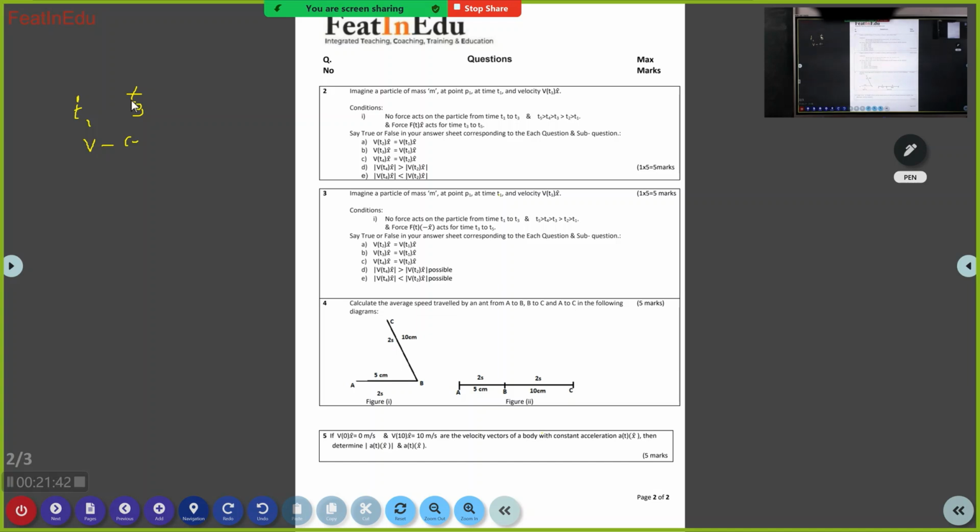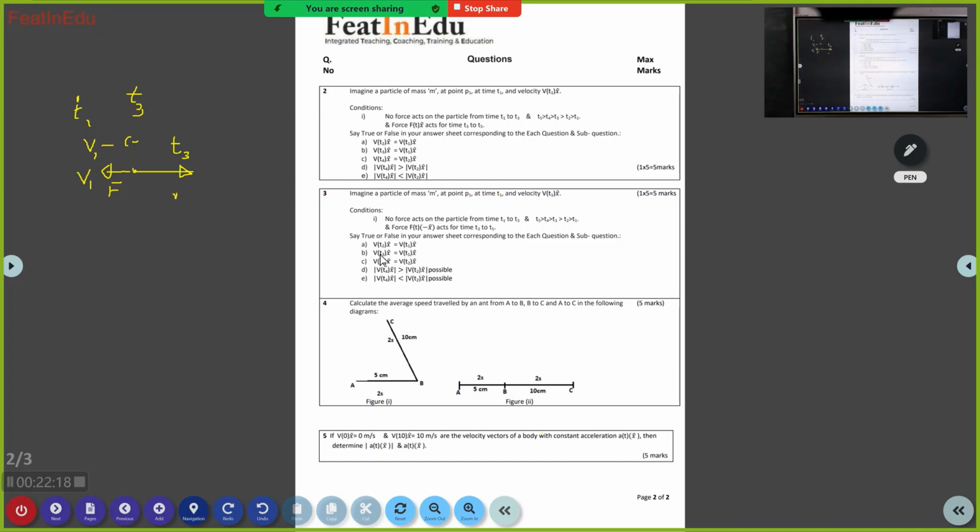Okay? At T3, it has already got some velocity V1. And now you are going to apply a force. The velocity vector is like this, and you are going to apply a force vector which is opposite of this. Correct? So when did you apply this force vector? At time T3.